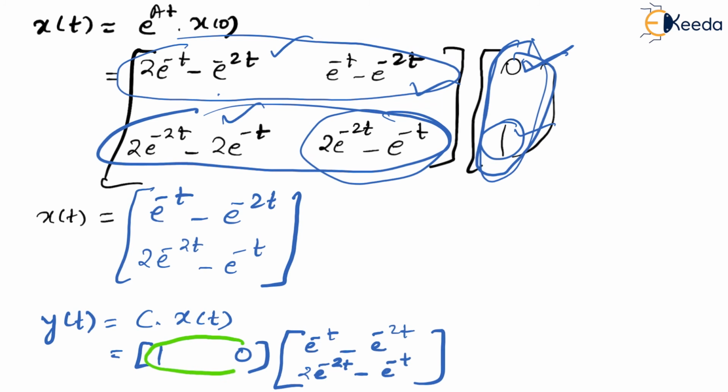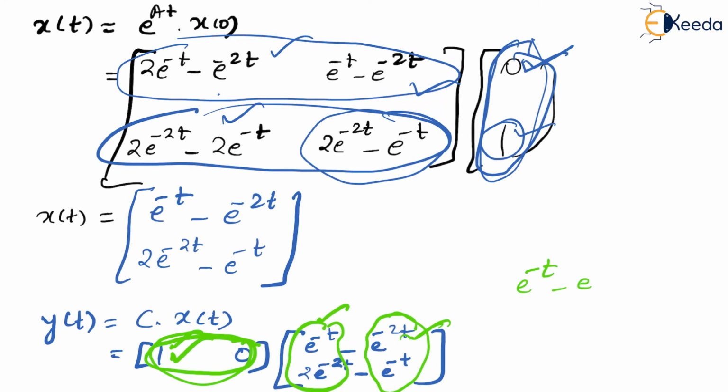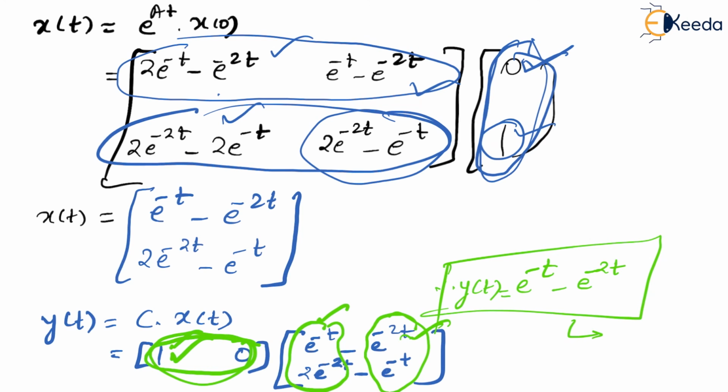So what do you get? This row multiplied by this column, this into this, you will get e to the power minus t, right? Then again, this row multiplied by this column. What do you get here? You get 1 into this first one, you get minus e to the power minus 2t. Therefore this is nothing but your y of t, also called the zero input response.